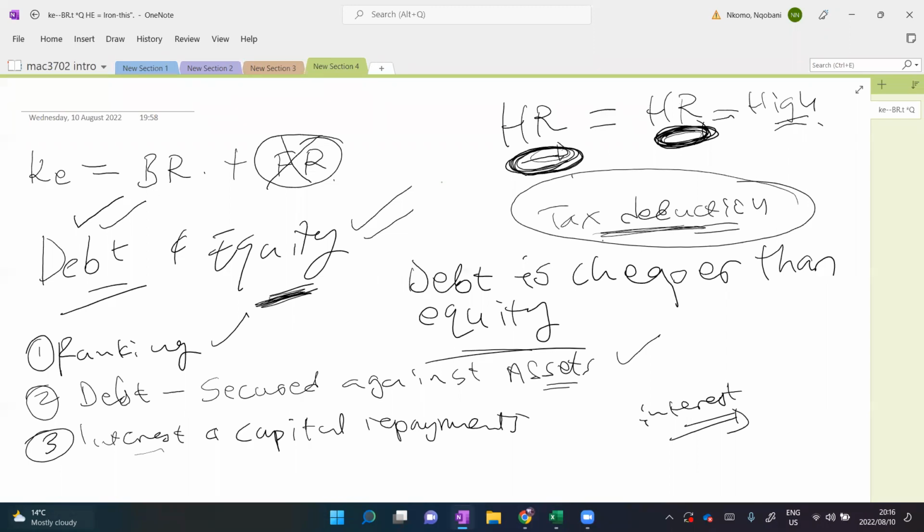So what I just want you to go home, or you're already at home, to sleep knowing today is that debt is cheaper than equity, and debt has got a tax advantage altogether. Those are the most important things that you need to take note of. Let's not be too technical. If you become too technical, you might get lost.